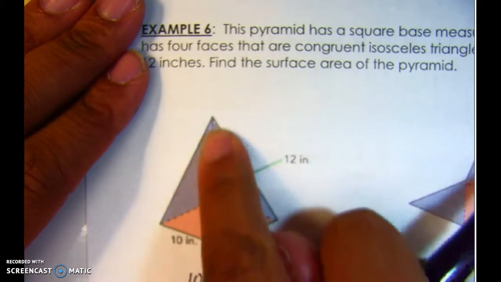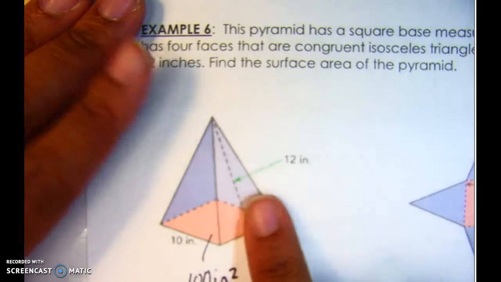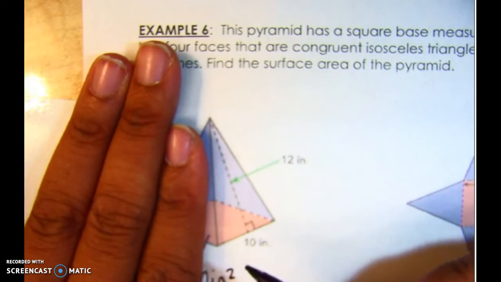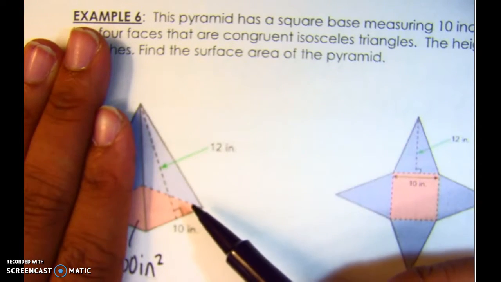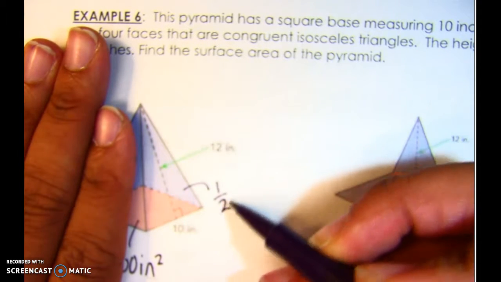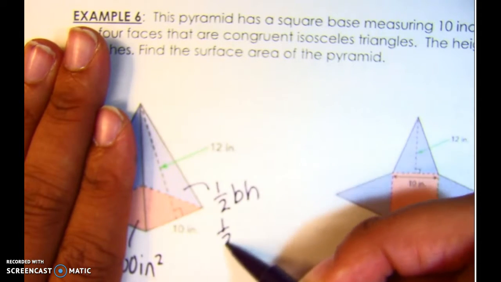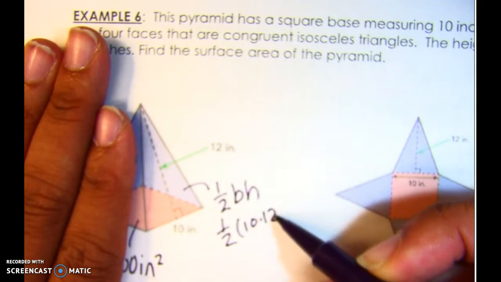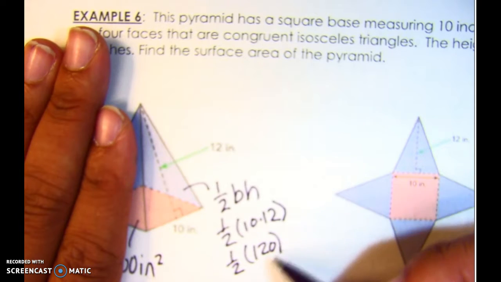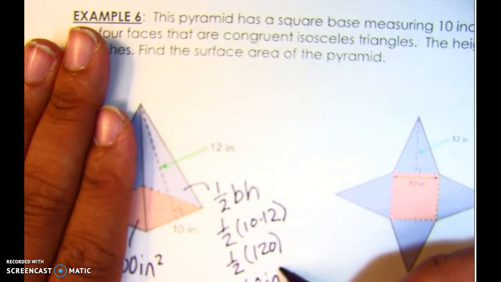If I want to find the area of each triangle, there are 4 triangles. Each one is exactly the same. They each have a base of 10 and a height of 12. So if I do half of base times height, which is half of 10 times 12, then I want half of 120, which is 60 inches squared. That's one of the triangles.